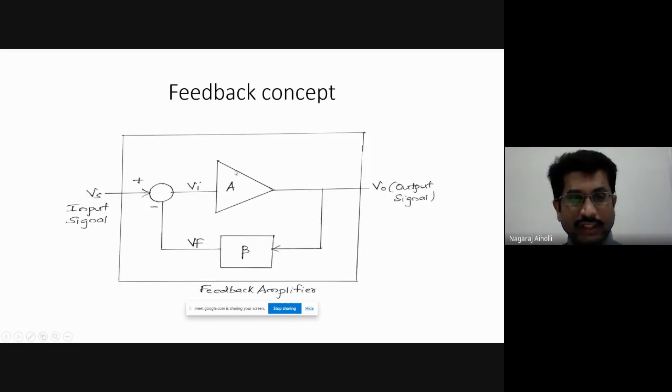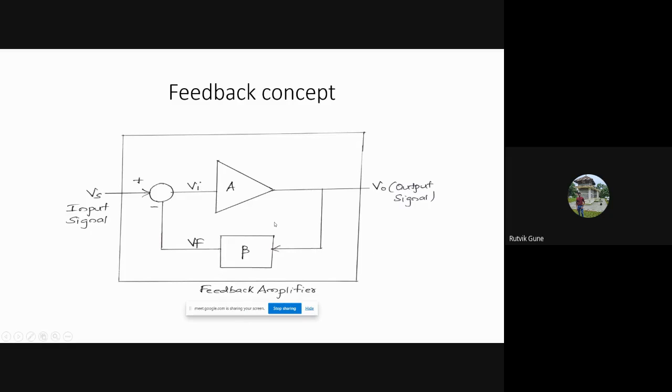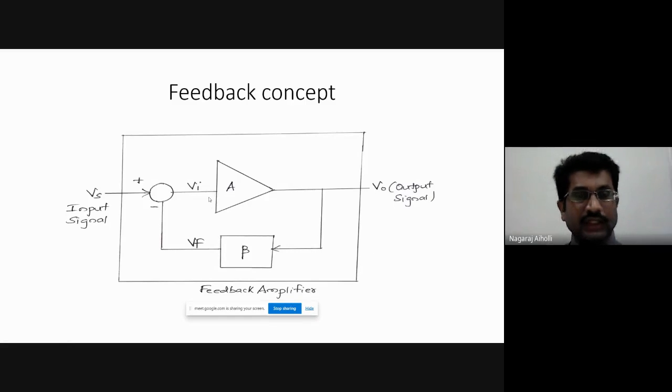We know that an amplifier is nothing but something which amplifies the signal. Are you able to see the screen properly, students? Yes, sir. Okay, fine. Now there is an amplifier in the forward path. This is called the forward path, right? And this amplifier amplifies the applied input signal. That is, the magnitude of the output is more than the magnitude of the input. That is what we call an amplifier.